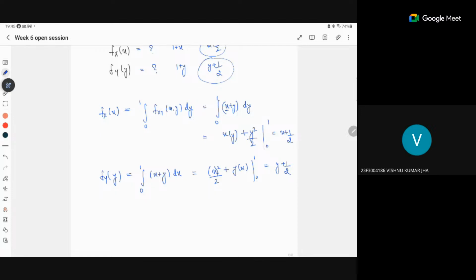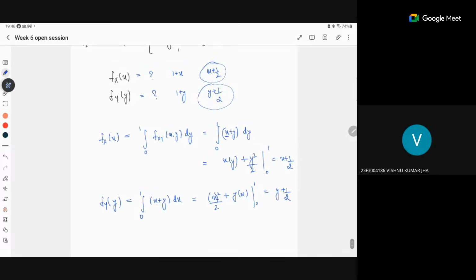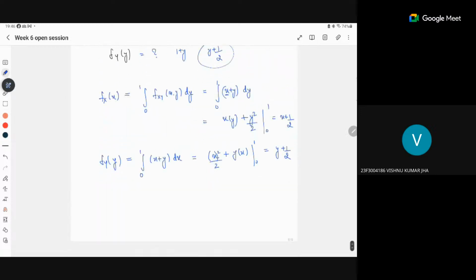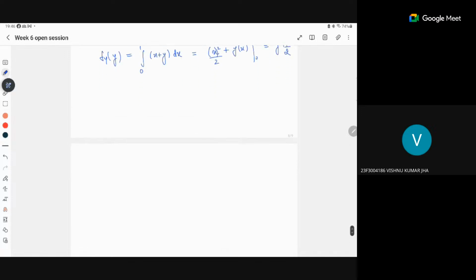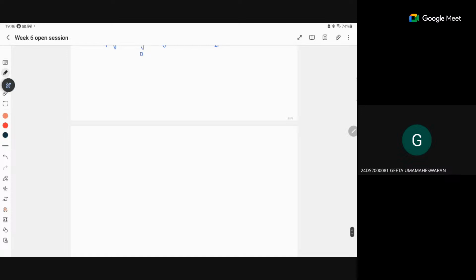We wanted the marginal PDF. Okay. Now, what was the condition for independence? To check, the joint PDF should be the product of the marginals.